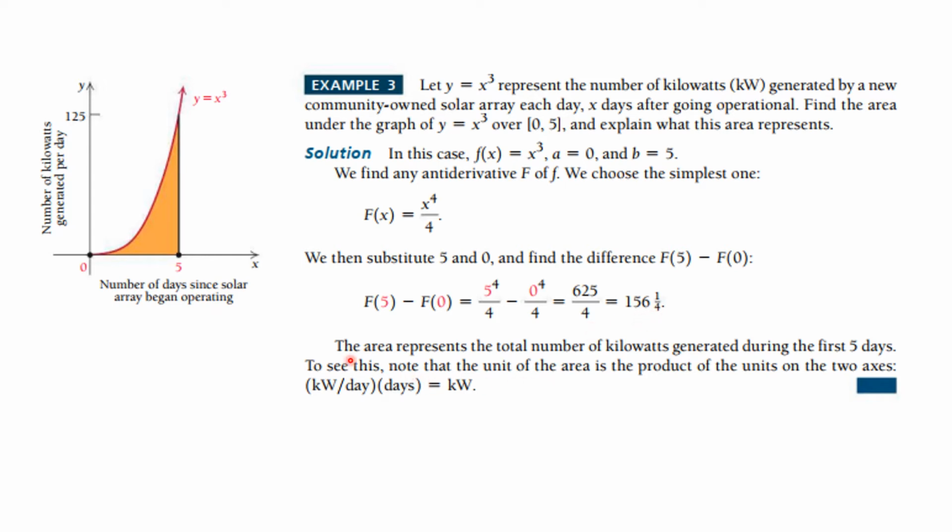The area that we're talking about here represents the total number of kilowatts generated during the first 5 days. And the units on this are going to be kilowatts per day times days, which gives kilowatts, because an area is the product of the two. This was kilowatts generated per day, and this was number of days.